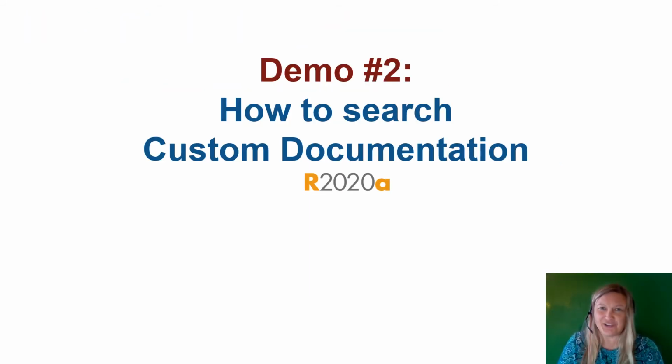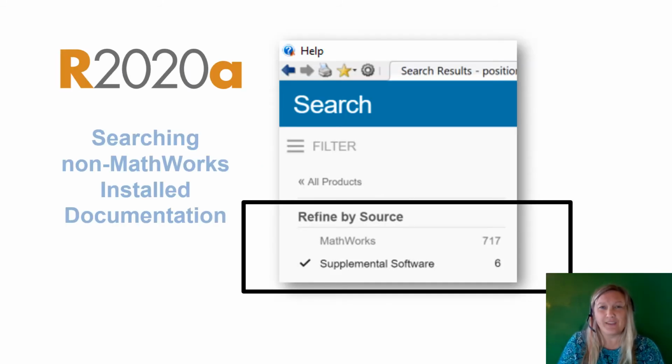This is demonstration number 2, how to search for customized documentation starting in R2020A. In R2020A, we introduced a new way to search and filter for non-MathWorks authored documentation.